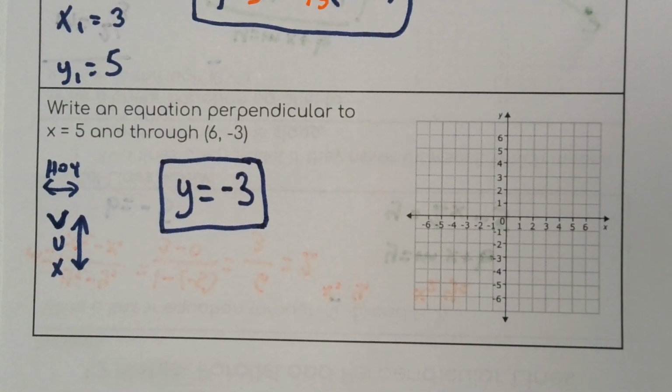If it's perpendicular, you use the other letter. Instead of x, you use y. Instead of y, you use x. Grab guided notes and have these in your calculator.